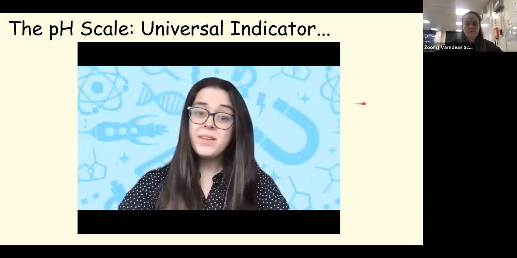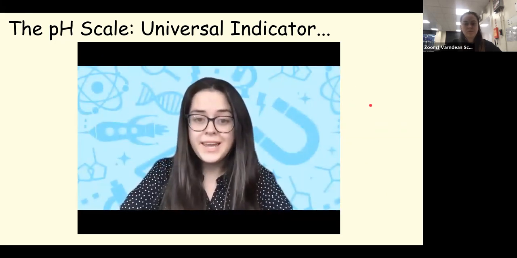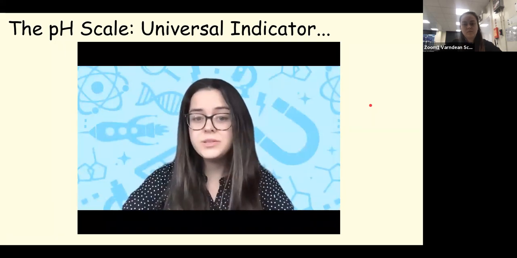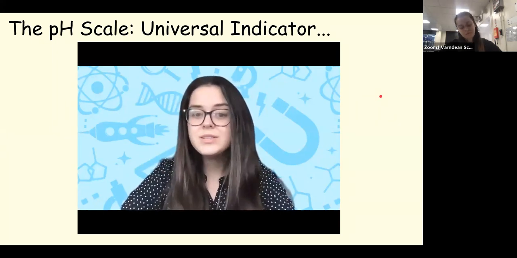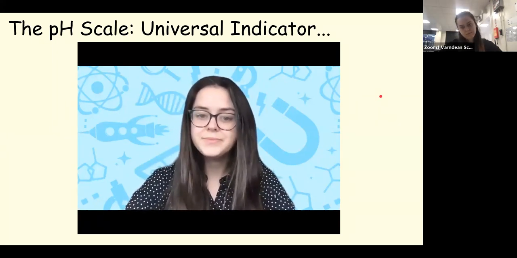Now, remember, this is just the universal indicator, which is what we most commonly use in school. There are some other indicators out there, so just make sure that when you're talking about these colours, you're talking about universal indicator.